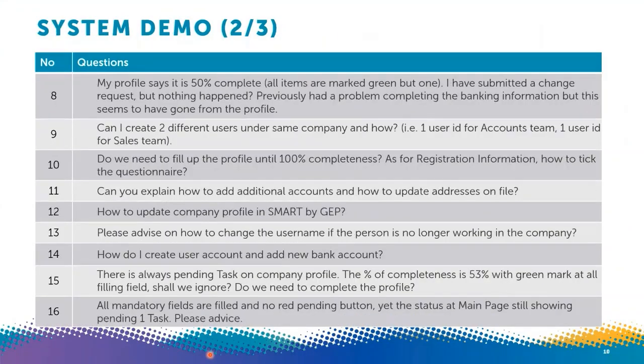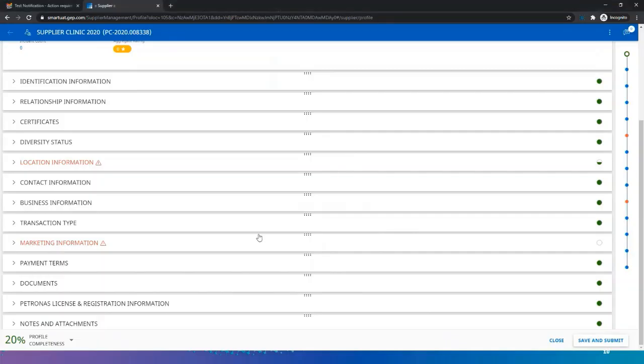Okay, so that's a question on percentage. My profile says it is 50% complete. I have submitted a change request, but nothing happened. Right, so it is perfectly okay. There are always pending tasks on the company profile. The percentage of completeness is 50%, is 53%. So you can basically ignore the percentage that you see on the screen.